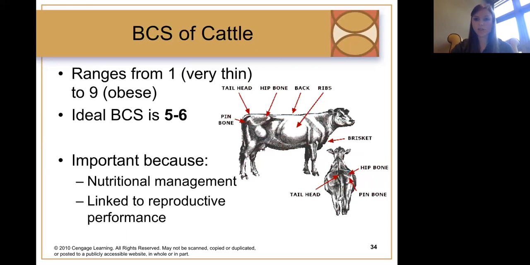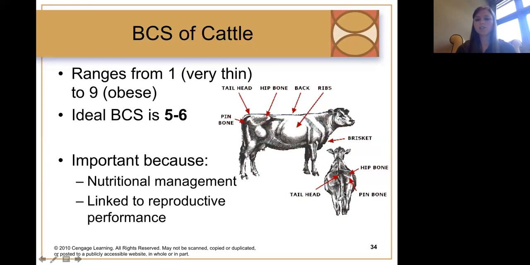It's an easy visual thing you can go out and do. And it will also help you keep track of things. If you go out one day and your animal's a 6, and then a month later it's down to a 4, you might see if that animal is sick or things like that. So it's an easy tool and it's very useful just to keep track of things. Any questions on this?